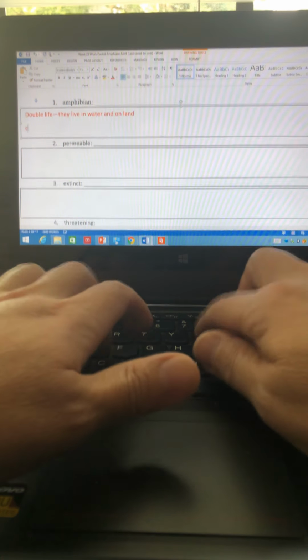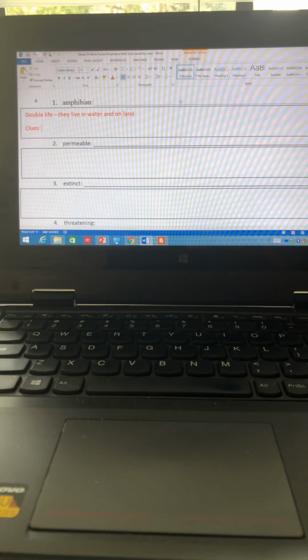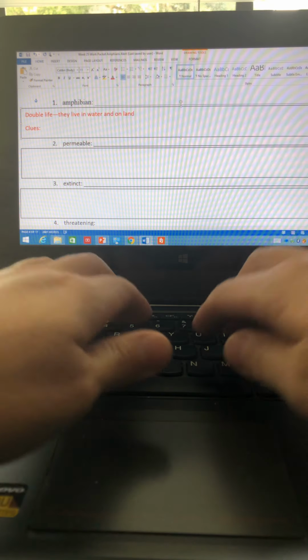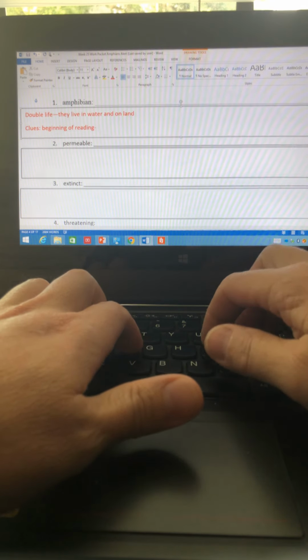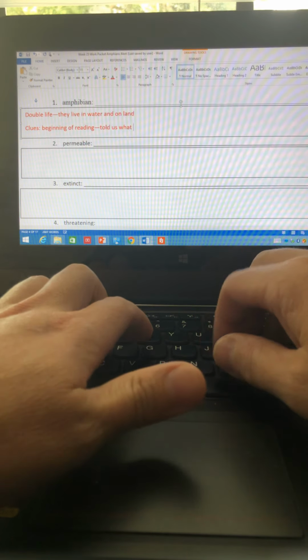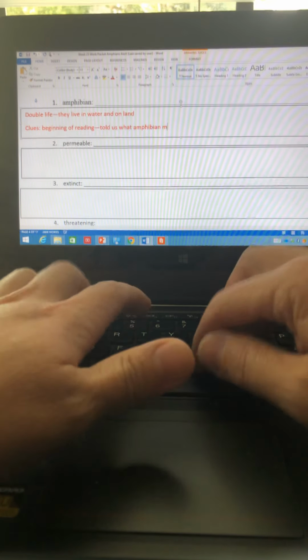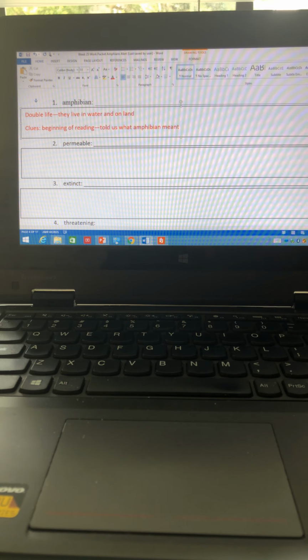And our clues, what helped us come up with that answer? Our clues are right there at the beginning of the reading. The beginning of the reading told us what amphibian meant. So we're just going back and giving quick little notes to remind ourselves, what does it mean? So amphibian means double life. They live in water and on land, two places. So the double means two, water and land. The clues, the beginning of the reading, told us what amphibian was.